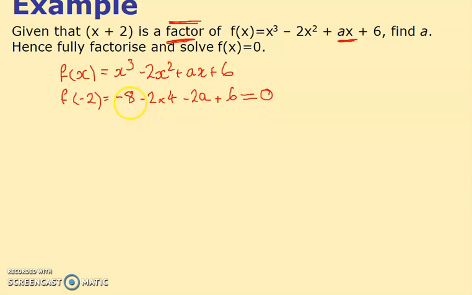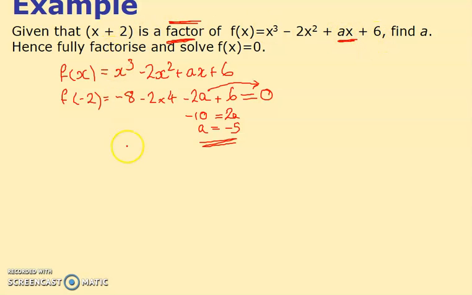So what's this give me? Minus 8 minus another 8 is minus 16, plus 6 is minus 10. Move the 2a onto the other side, it becomes a positive. I reckon a is minus 5. So that really tells me that my function is x cubed minus 2x squared minus 5x plus 6.